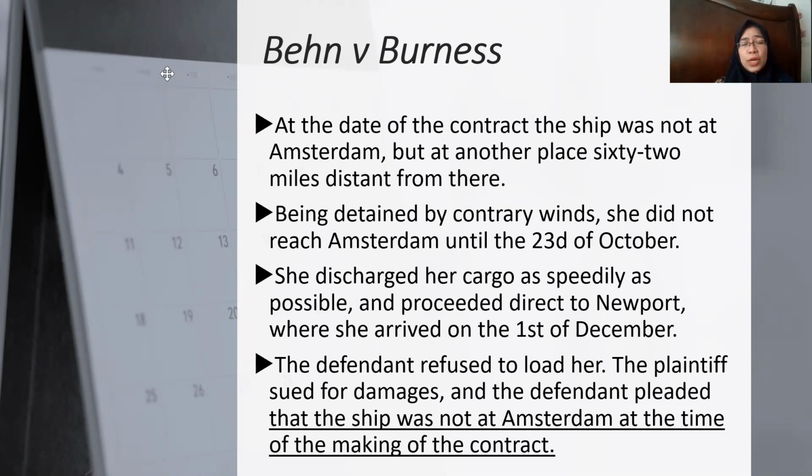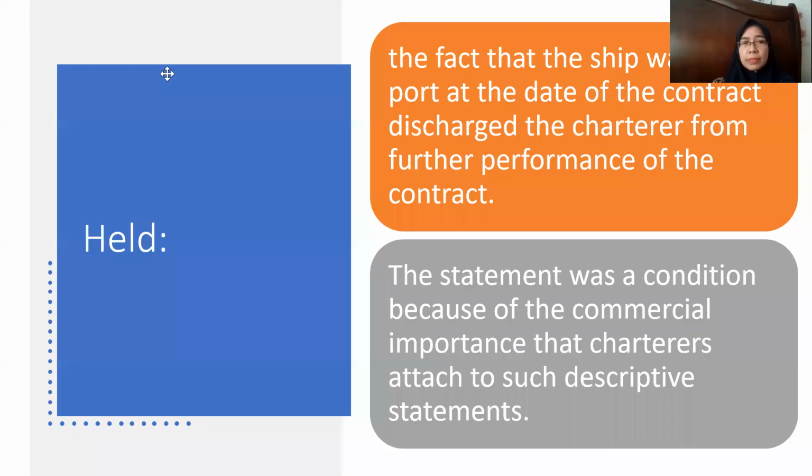Now, the plaintiff sued for damages, and the defendant pleaded that the ship was not at Amsterdam at the time of the making of the contract. When they signed, the ship was supposed to be at Amsterdam, but it was not there. That's what caused the delay. And the court held that the fact that the ship was not in the port at the date of the contract discharged the charterer from further performance of the contract. There's a breach here. The statement was a condition because of the commercial importance that charterers attached to such descriptive statements.